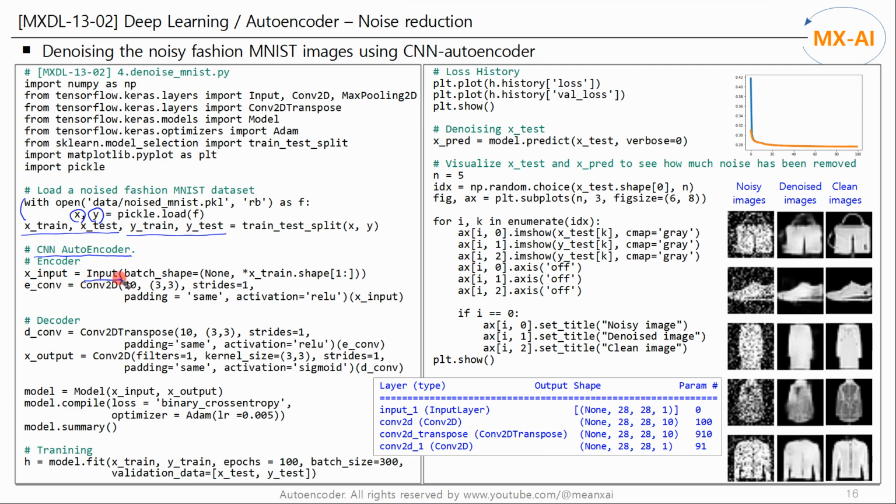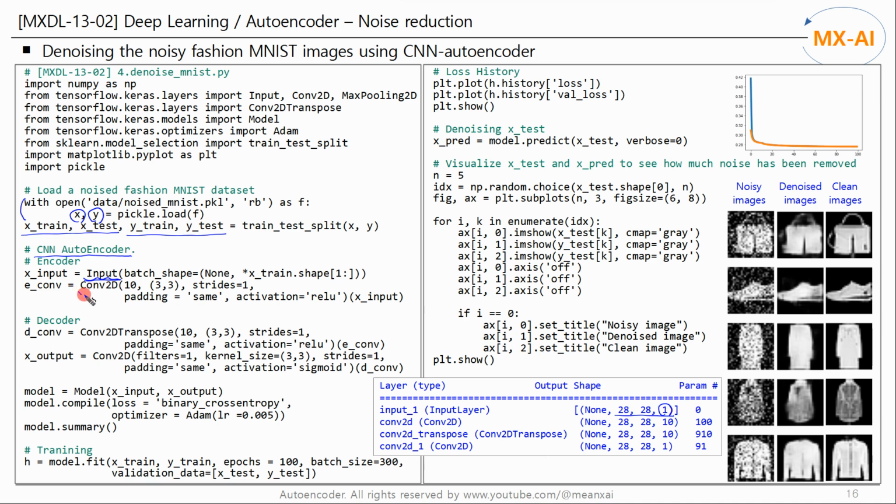Create an input layer. The noisy fashion-MNIST images of size 28 by 28 by 1 are fed into the input layer. The 1 at the end is the number of channels. Fashion-MNIST images are grayscale, so there's only one color channel.